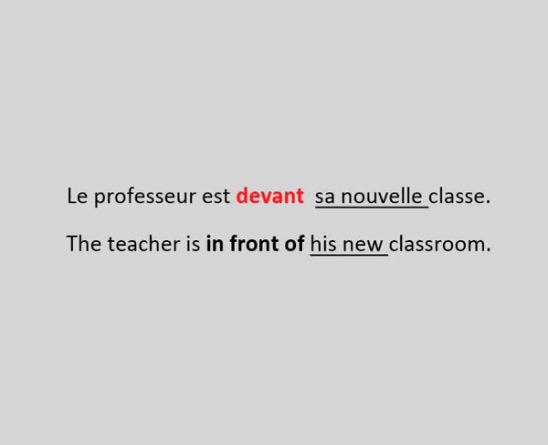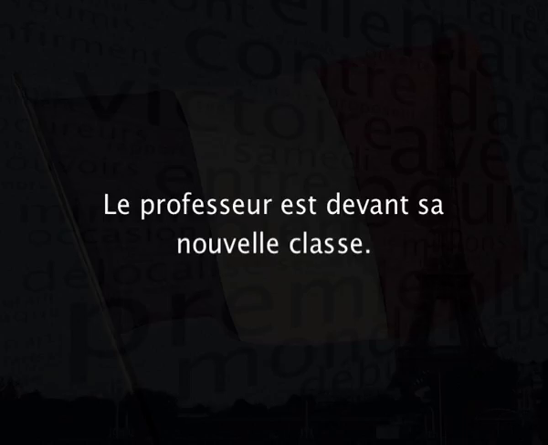If a noun is modified by a combination of modifiers such as a possessive adjective and a qualifying adjective, both modifiers would accompany the noun. Le professeur est devant sa nouvelle classe. The teacher is in front of his new classroom. As you can see from this example, the preposition devant links the two nouns, professeur and classe, but the modifiers of both nouns figure in the sentence.